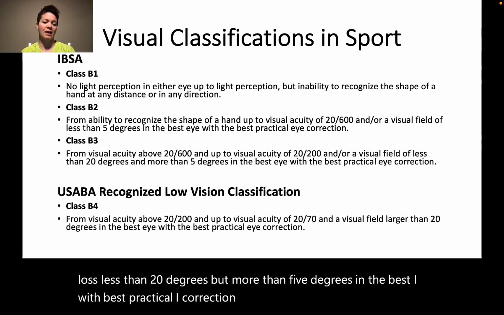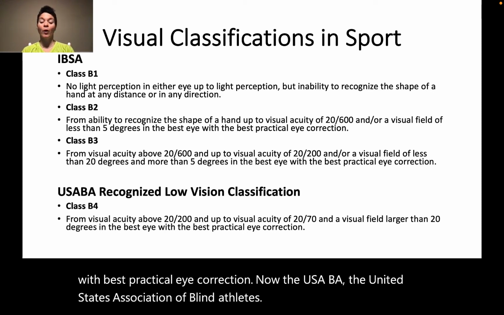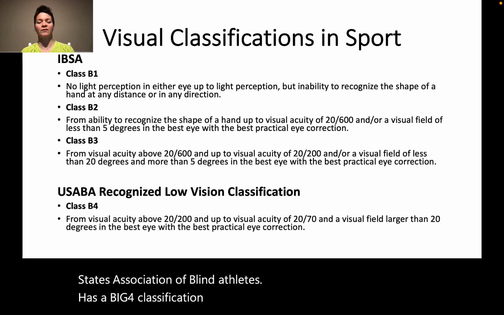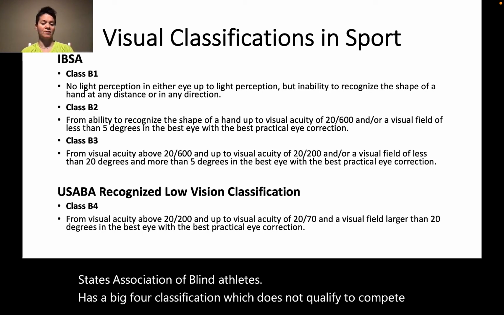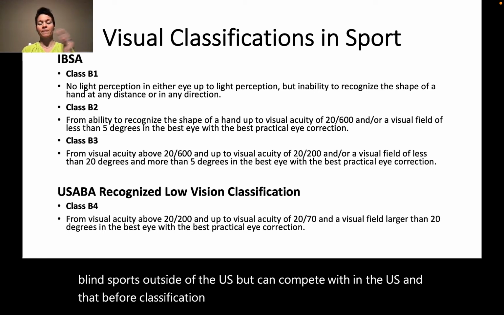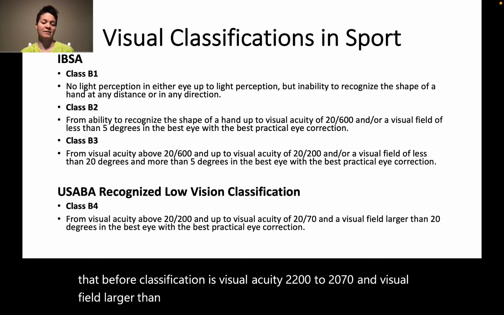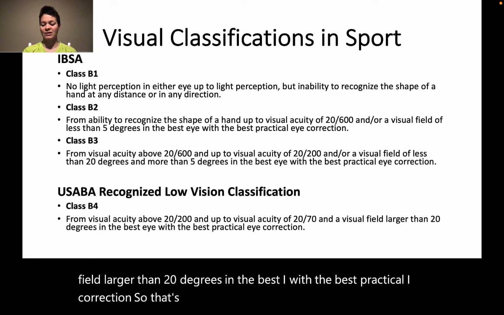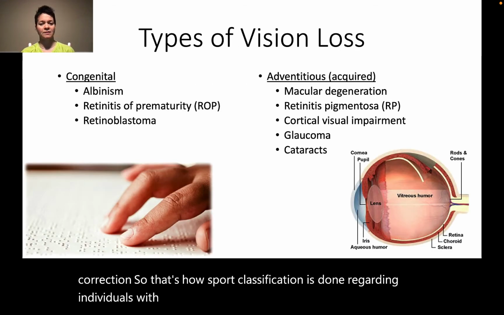Now, the US ABA, the United States Association of Blind Athletes, has a B4 classification, which does not qualify to compete in blind sports outside of the US, but can compete within the US. And that B4 classification is visual acuity 2200 to 2070 and a visual field larger than 20 degrees in the best eye with the best practical eye correction. So that's how sport classification is done regarding individuals with visual impairments and blindness.